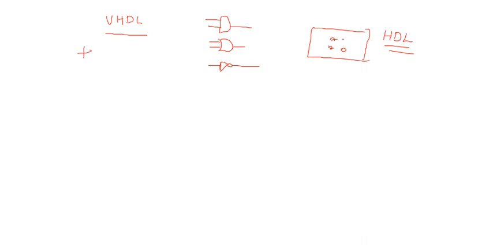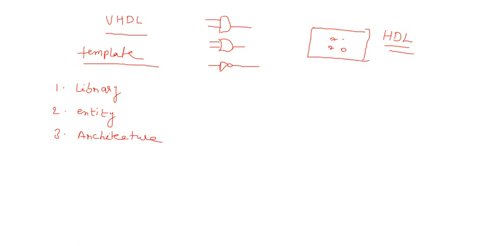Coming to the template for VHDL to write a program to describe any circuit: firstly, we have to define what libraries we require. That is the first point. After defining the library, we have to declare the entity, for which we are planning to write the program. After the entity declaration, we write the architecture declaration for the program. These are the three important blocks to write VHDL code.